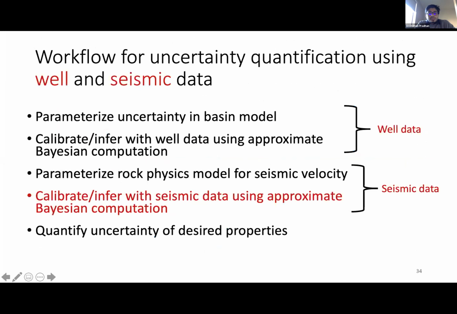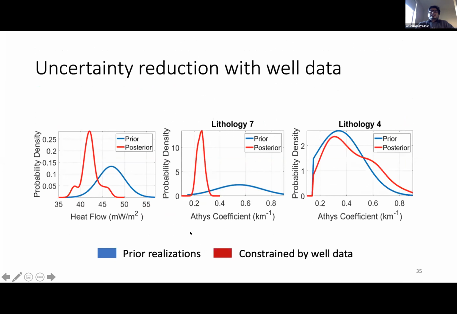Okay, so the final step is to quantify the uncertainty of desired properties, right? Now we've generated a bunch of models which agree with the well data and the seismic data. Now comes the part where we define the uncertainty, right? Here I'm showing how the well data reduces uncertainty on some of the key input parameters for the basin models. For example, the heat flow.